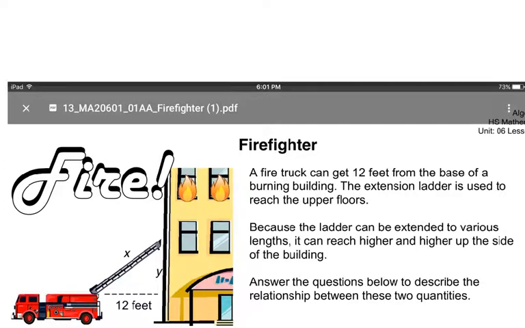This is for Algebra 2. We're going to start looking at square root functions today. So you have a fire truck that's backed up to the building that's on fire. A fire truck can get 12 feet from the base of a burning building.